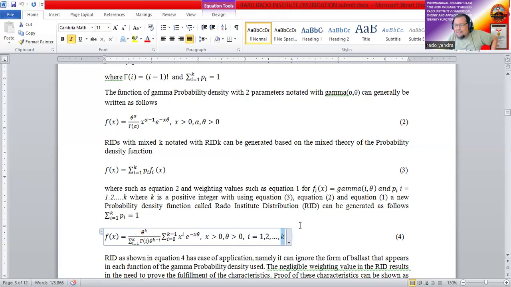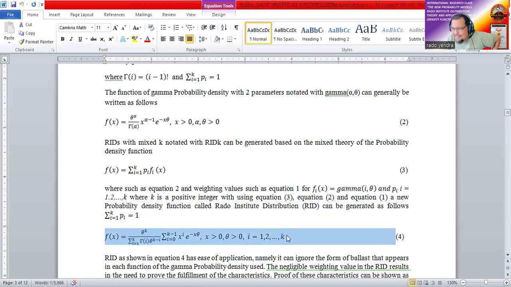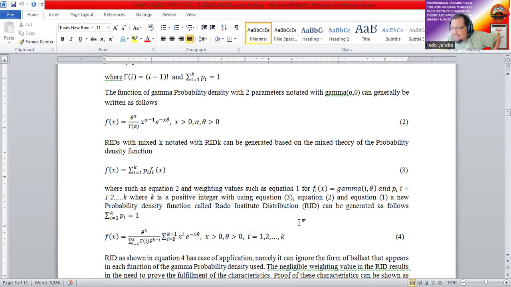And for the Rama Indra distribution, like in the equation 4, we can use any number k. You can use 10 mixture gamma, you can use 20 mixture. It is up to you. There is no limit when we are using this formula. This is the good thing about the Rama Indra distribution.